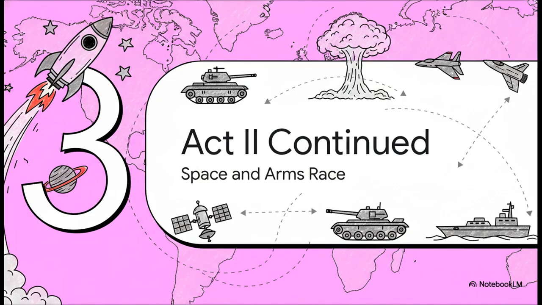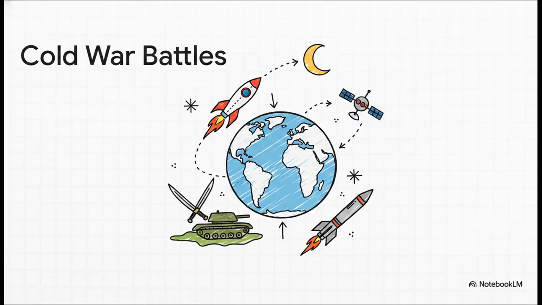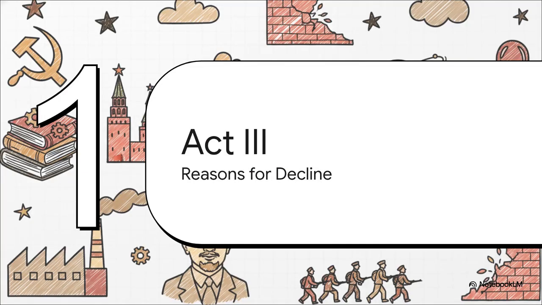Act 2 continued, the space and arms race. Now, while the US and the USSR never directly shot at each other, they were definitely fighting. This tension played out in devastating proxy wars, specifically in Korea and Vietnam. At the exact same time, they're locked in this terrifying, high-stakes race to stockpile nuclear weapons. But honestly, the most awe-inspiring battleground was looking up at the stars. The Soviet Union scored a massive, shocking early victory in October 1957 when they launched Sputnik 1, the very first artificial satellite. Of course, the US pushed back incredibly hard, eventually reaching the moon in 1969. But the point is, every single scientific leap during this time was treated as a weapon in this global ideological war. But things were about to shift.